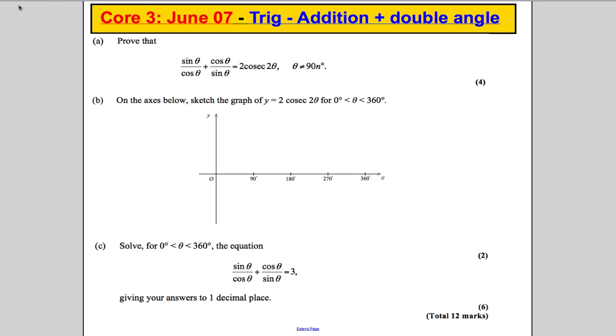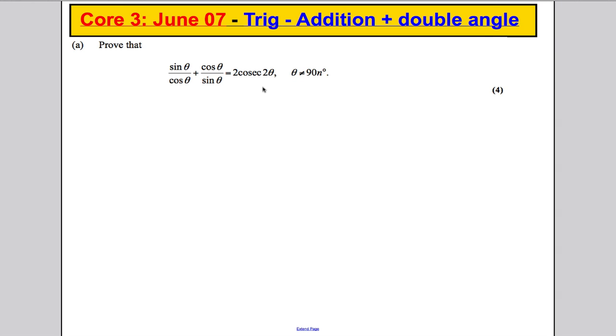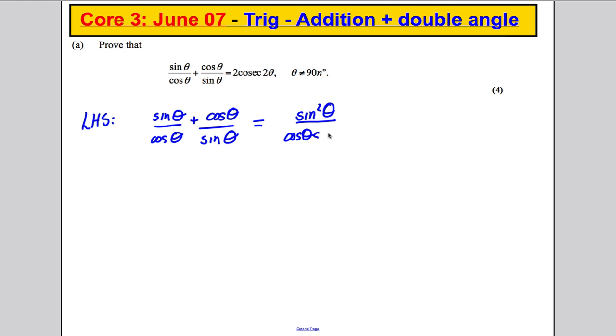Right, part A, we're asked to prove the following identity. Let's just start with the left-hand side. So left-hand side, we have sine theta over cos theta plus cos theta over sine theta. We're trying to add fractions. Can't add fractions till the denominator is the same. Multiply top and bottom of this by sine theta. So you would get sine squared theta over cos theta sine theta.